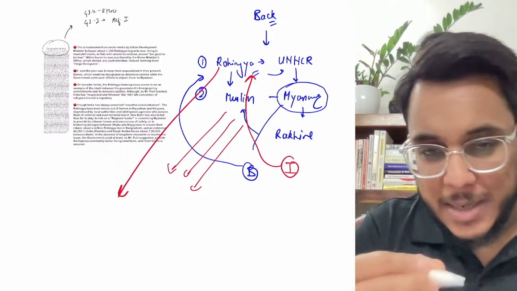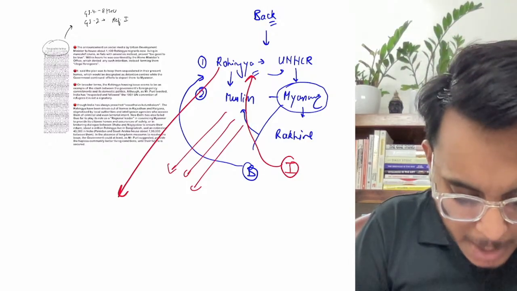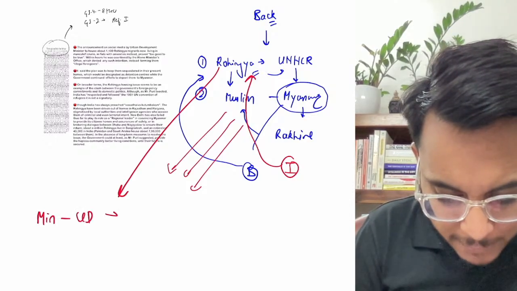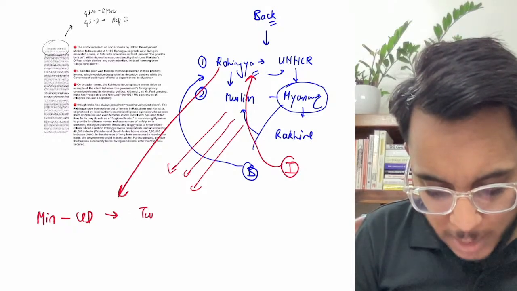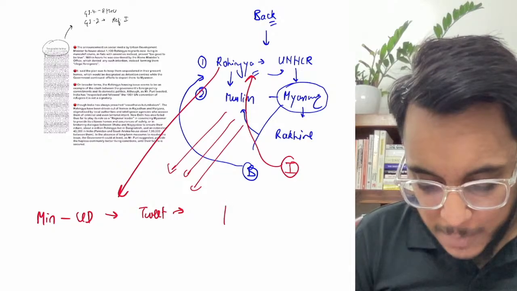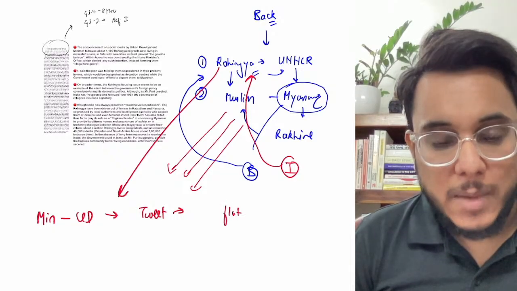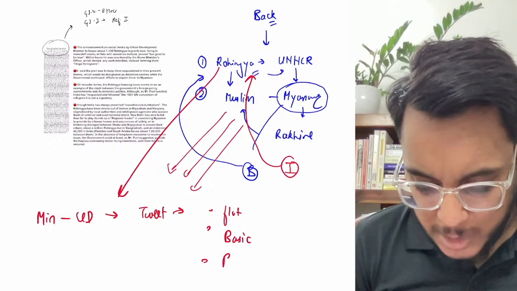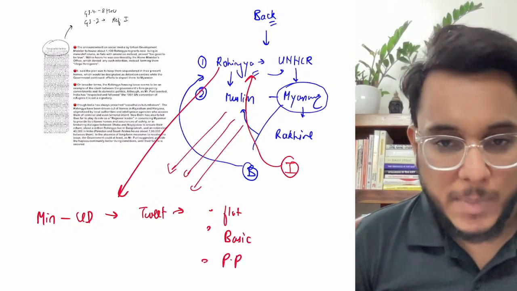Now guys, the present development is that the Minister of Urban Development issued a tweet, and in that tweet it was said that the government has decided that the Rohingya people will be given a flat, and they will be given all the basic necessities. Even police protection will be given to the Rohingya people.